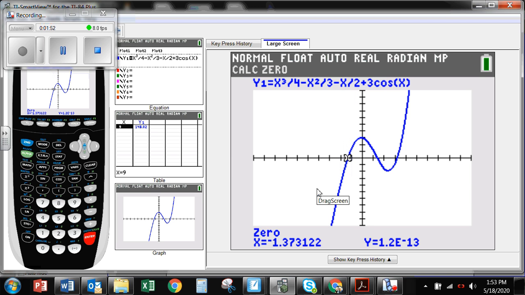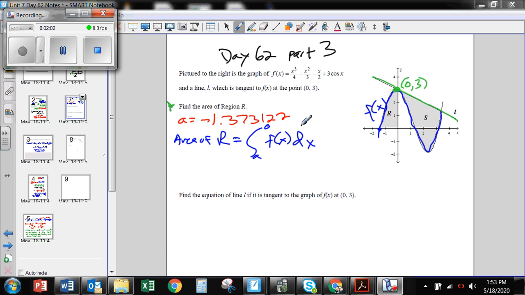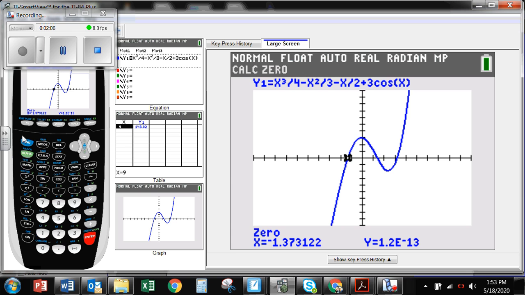And so this negative 1.373122, so that's going to be my integral from this point all the way up to the 0. So let's just go back and write that on in the note. So I'm just putting that right here. So now there's two ways I can do this on my calculator. Let's see if I can do it this way.